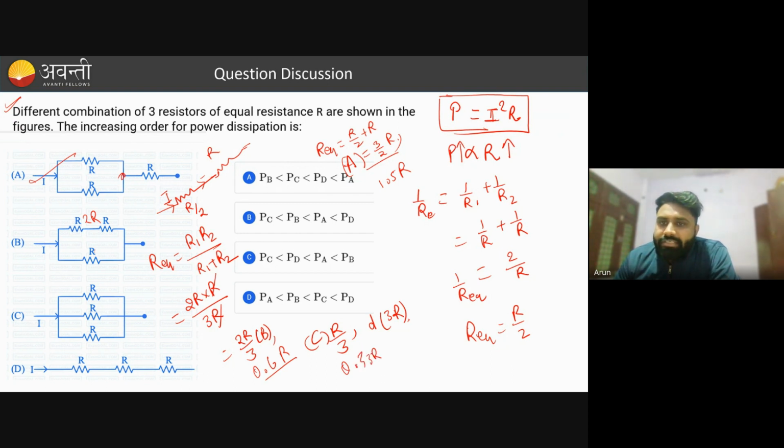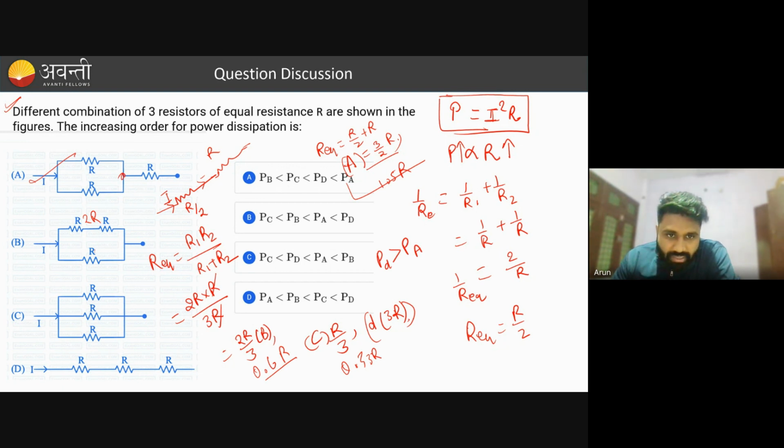We know that power is directly proportional to resistance here. The more the resistance, the more the power. So in case D we have more resistance, so more power will be dissipated there. So the power of D will be greater than all. Then if you compare the rest, 1.5 means option A will take place here. Okay, you are saying that option D is the correct option? Let's see.